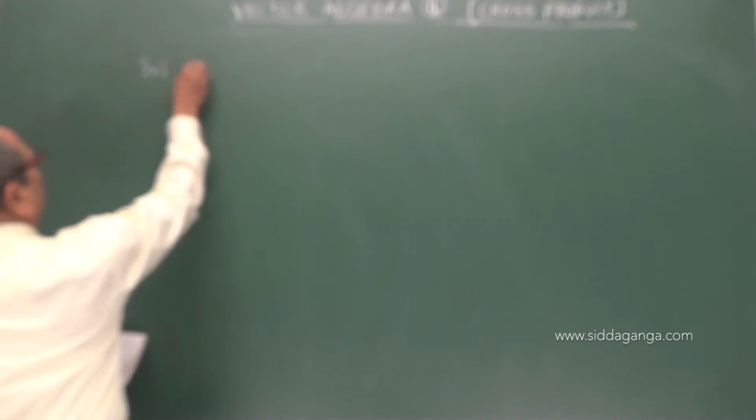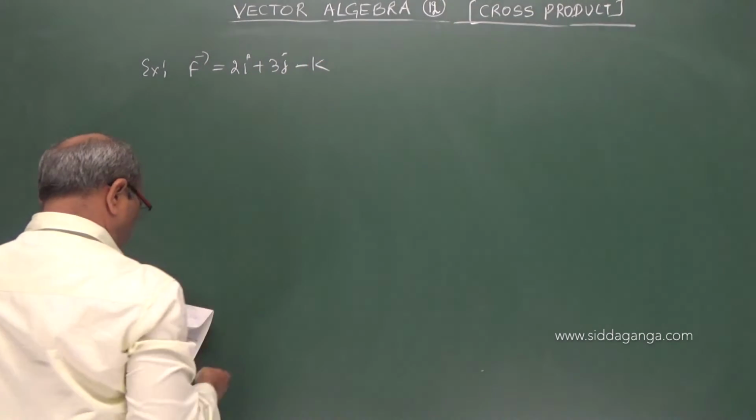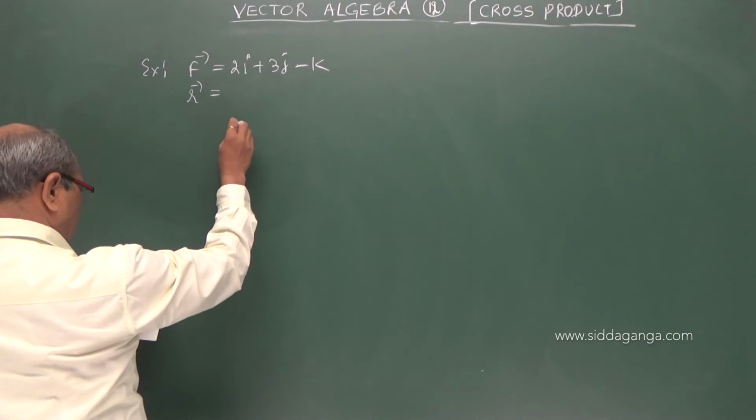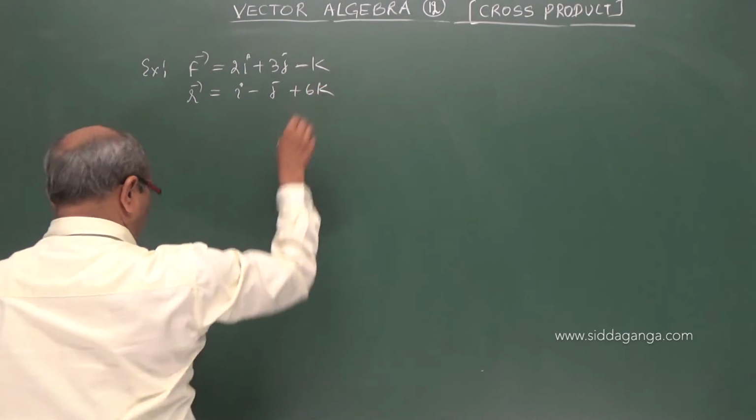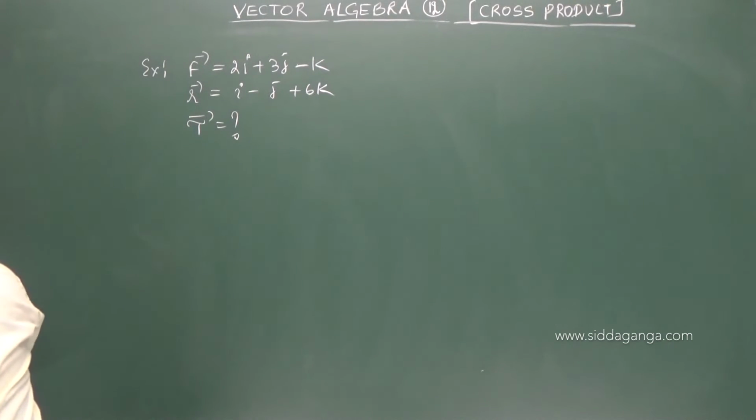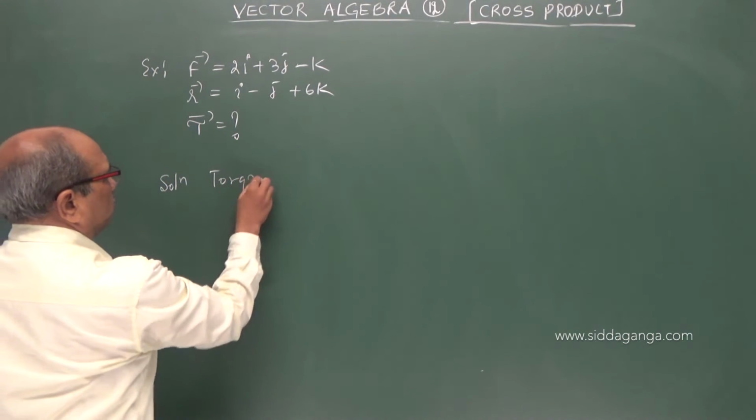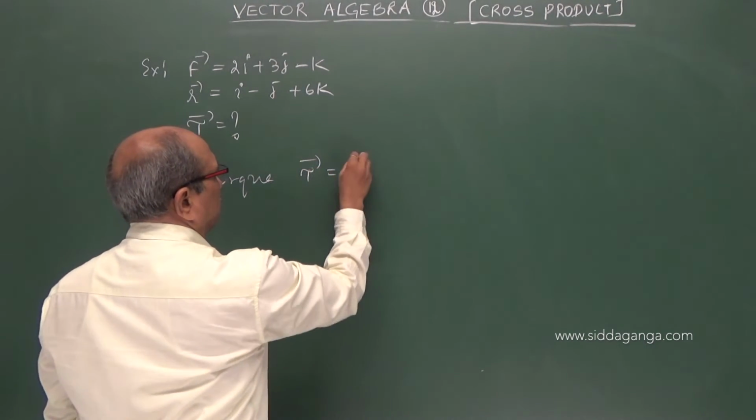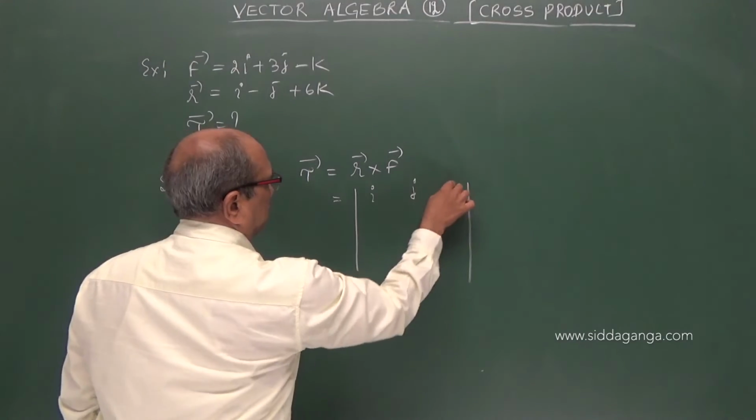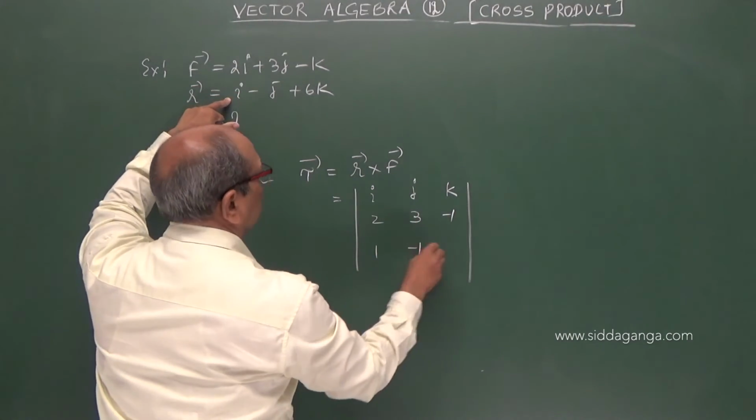Suppose we are given the force on a body as 2i plus 3j minus k, and radius vector as i minus j plus 6k. Asking how much is the torque acting on it. The question is to find the torque on the body. Rotational force is r cross F. That means use determinants: i, j, k; first row 1, minus 1, 6; second row 2, 3, minus 1.